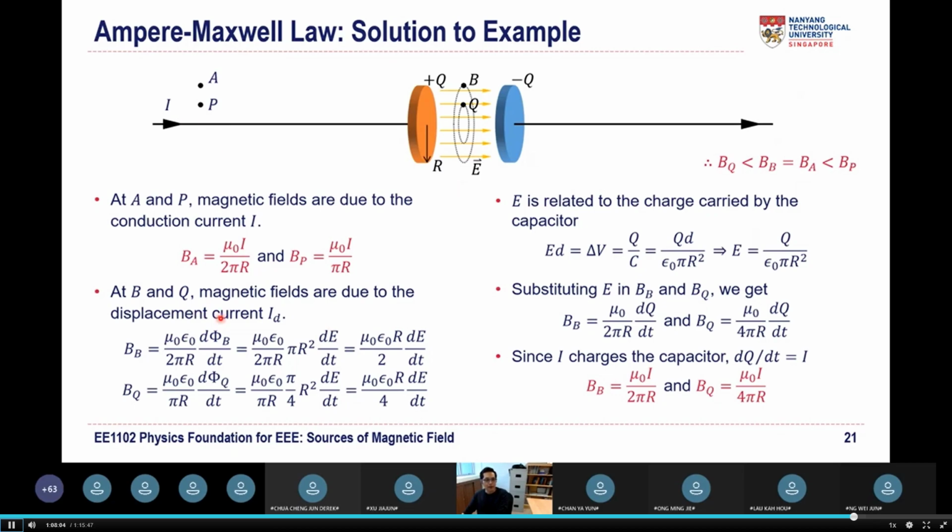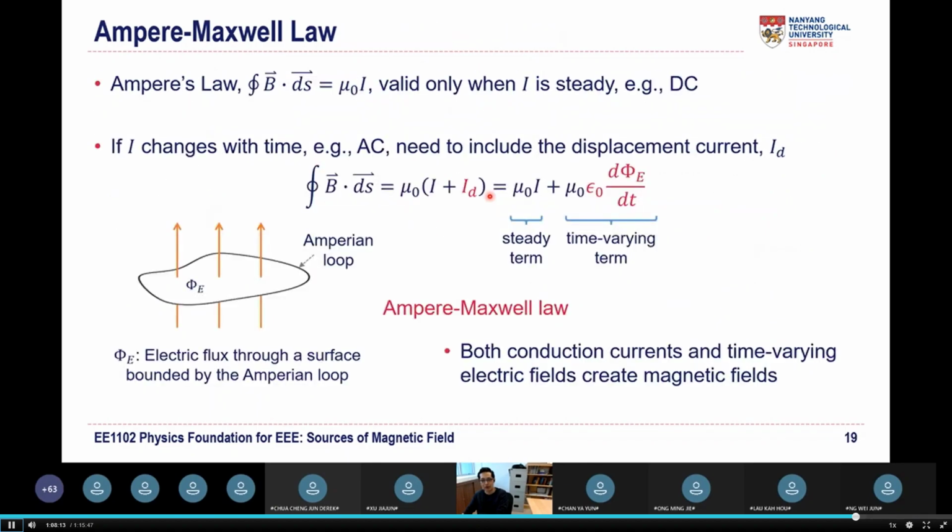Now, at points B and Q, do we have any steady current there? You don't have any steady current, because there's no current carrying wire there. There's only the time varying term. So we cannot use the steady term; this is going to be 0. The steady term contribution is going to be 0 between the capacitor plates, and we just need to use the other part.